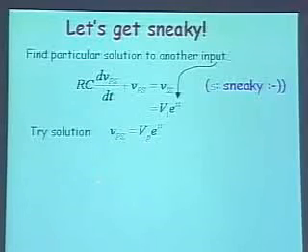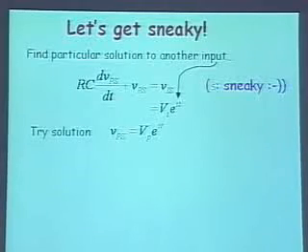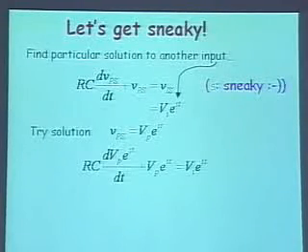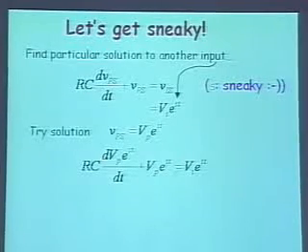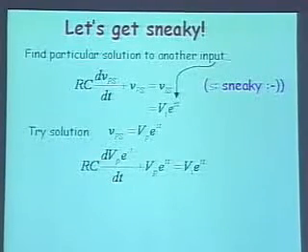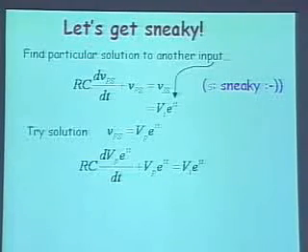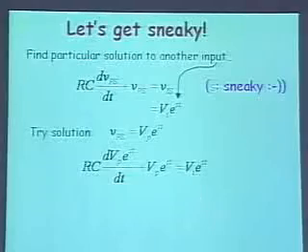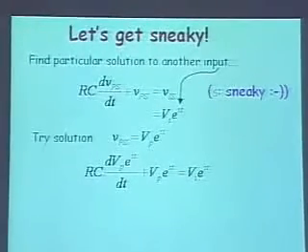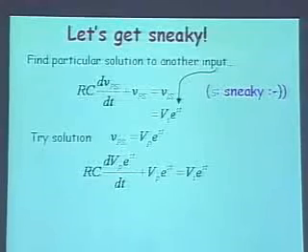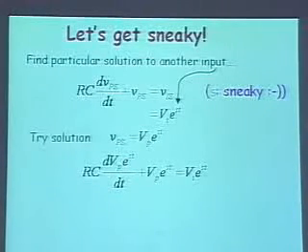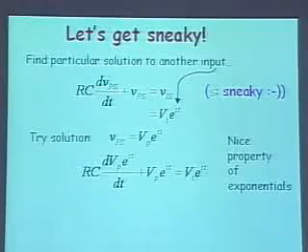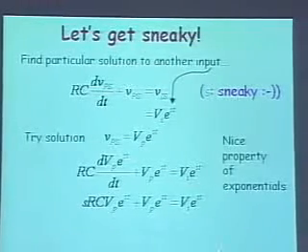So let's try a particular solution, VP e to the st. My input is VI e to the st. I'm trying to solve the circuit for a different input, and let me try a solution VP e to the st and see if that works out nicely. So I substitute VP e to the st into my equation here. So RC VP e to the st, and so on. VP stays the same, but here VP comes out, S comes out, and e to the st stays the same. So that's a nice property of exponentials, and this is what I get.